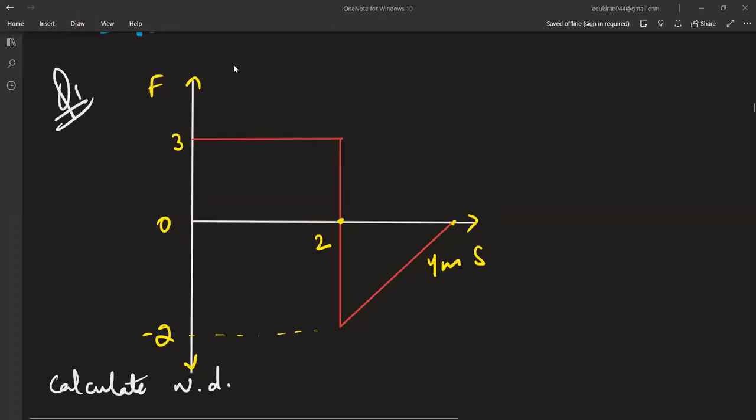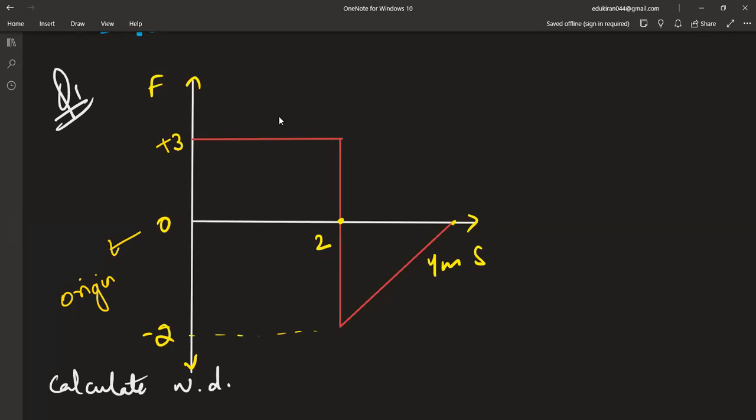Like this, you have a question, force versus displacement is given. Now see, all the parameters are marked. This is 0, the origin of the graph. This is the displacement axis, so +3 above, -2 below. This is 2, this is 4. Now you have to find out the total work done.